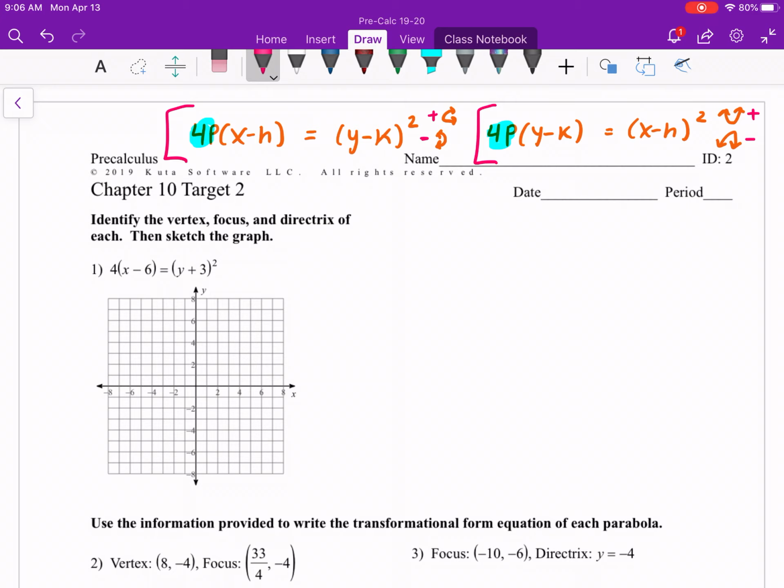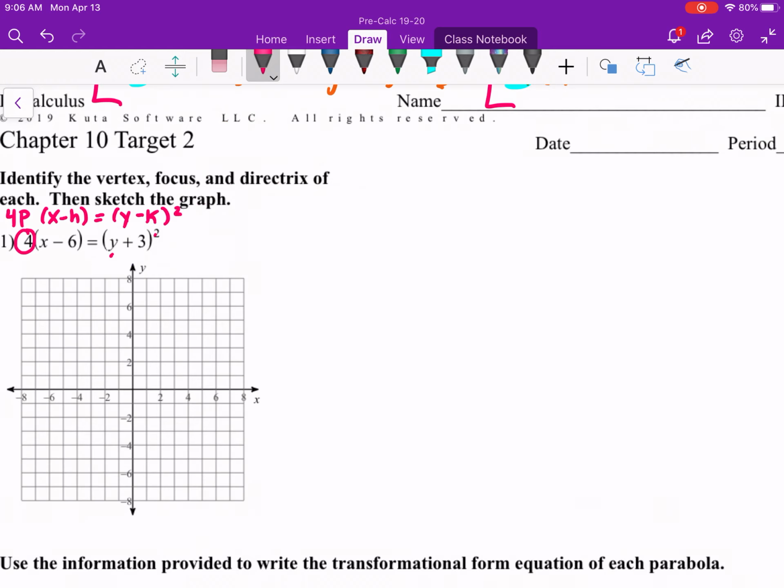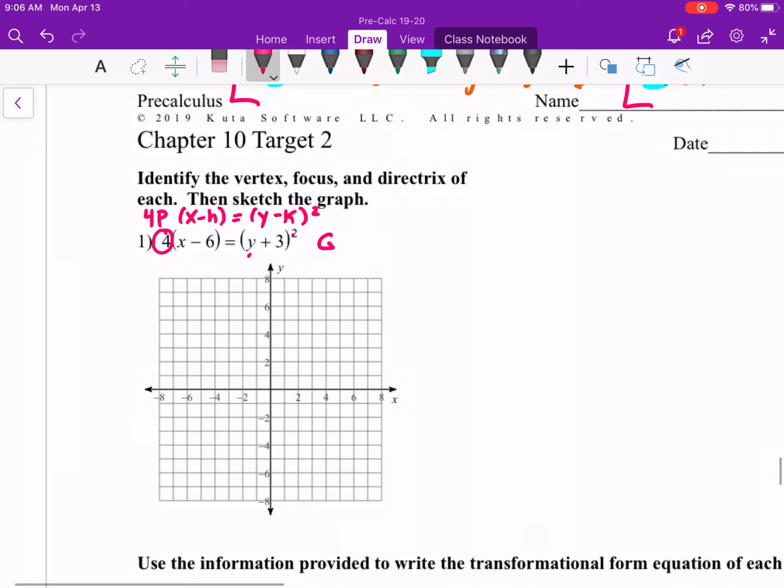So we're looking at number one. Its equation is 4 times x minus 6 equals y plus 3 squared. So I'm going to quickly jot down what the generic form would look like, that way I can match up my pieces and know what's what. Some things I know right off the bat from looking at the equation: the parabola is either going to open left or right because the y is squared. Then I'm going to check this coefficient right here, and since it's positive, I know that my parabola is going to open to the right.